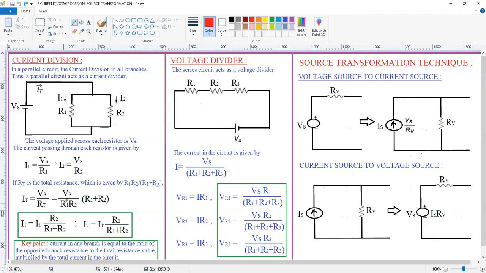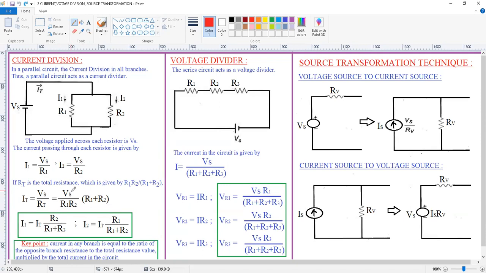Okay. Vs into R1 plus R2 by R1 R2. Okay. Now I want to determine I1. Now here I1 is equal to, now substitute the Vs equation here. Now what will happen to Vs? Vs is given by Vs is equal to I total into R1 R2 by R1 plus R2. Substitute that Vs value here. Okay. Thereafter substitute that Vs in this equation. Then you will get I1 is equal to total current into R2 by R1 plus R2.